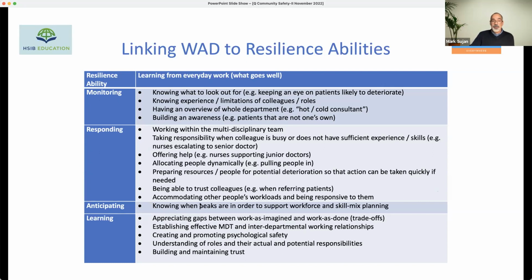Anticipating was quite poor, as I mentioned before, and then also learning about how we do things. Again, it was a surgical environment. It wasn't necessarily great, as you might expect.